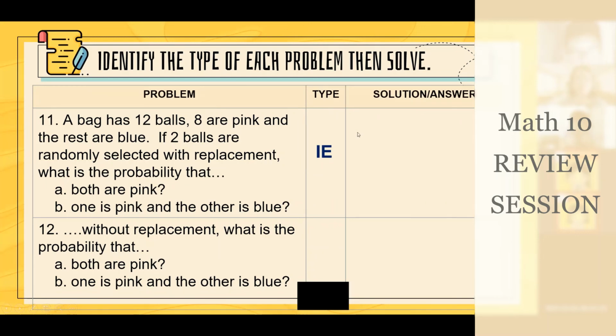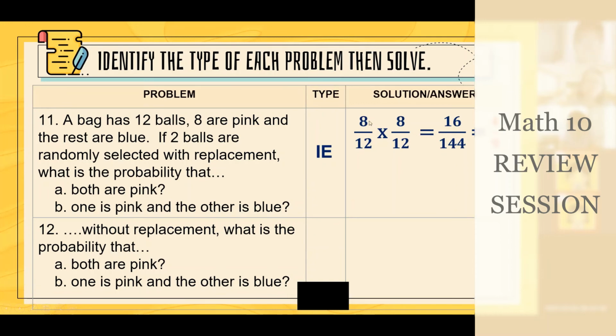Both are pink. Do you have answer, Nathaniel, for letter A? Miss 0.67. Is that the same as 4/9? Is this what you did? 8/12 times 8/12? Wait. Miss, error lang po sa second part. Miss, dun pala sa B yung tinutupay ko.